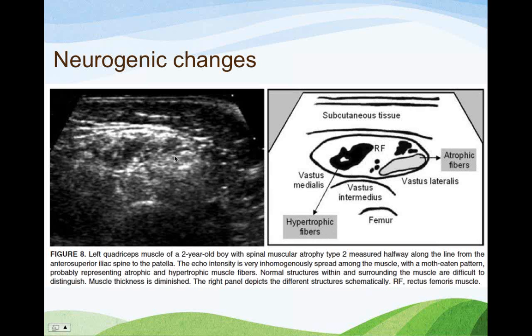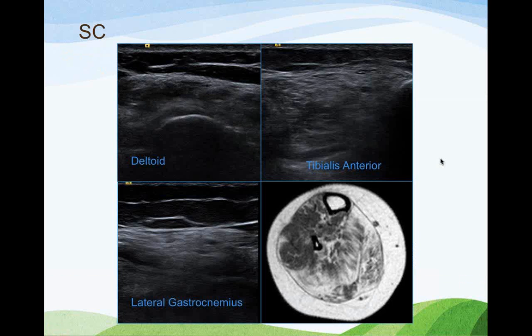And these denser areas of more increased echogenicity are the atrophic and more affected fibers. So these are things to look for when it comes to neurogenic changes. And this is one of our patients with SMA type 3, and it's the same type of phenomenon where you see these patches. This is her deltoid, patches of healthier tissue interspersed with more atrophic tissue that has more echogenicity when you look at it.